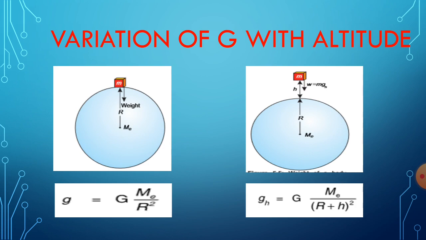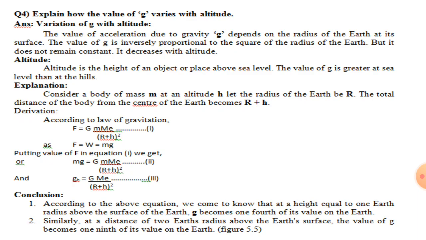Now there is a question for this. Question number 4 is, explain how the value of g varies with altitude. So you have to define the value of g with altitude. First you have to define altitude: altitude is the height of an object or a place above the sea level, and the value of g is greater at sea level than at the hills.